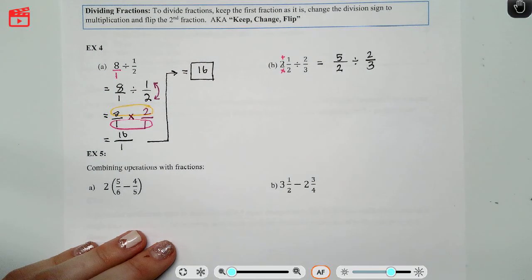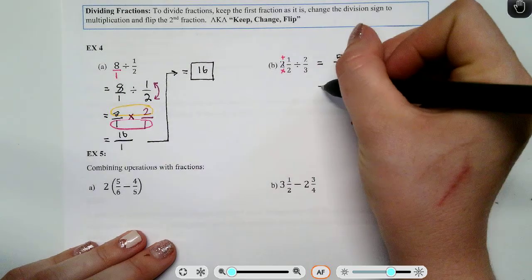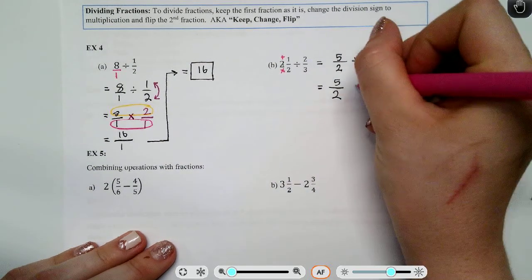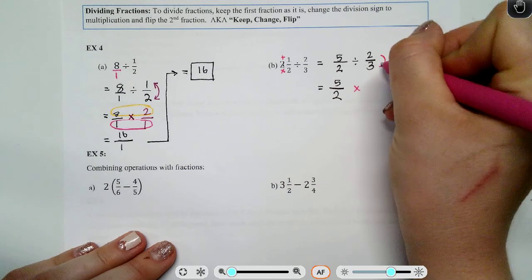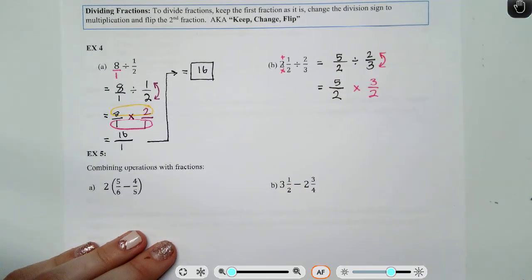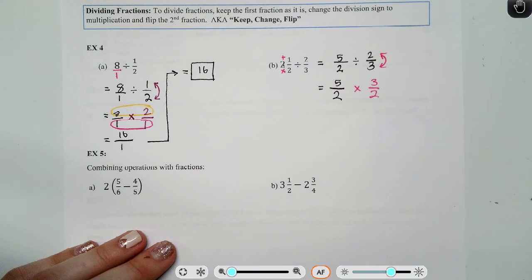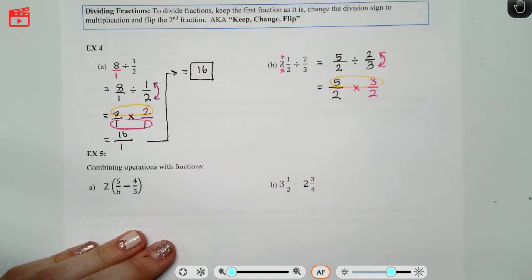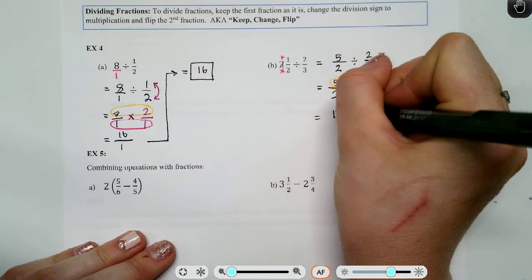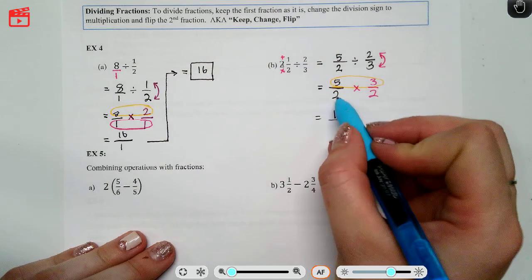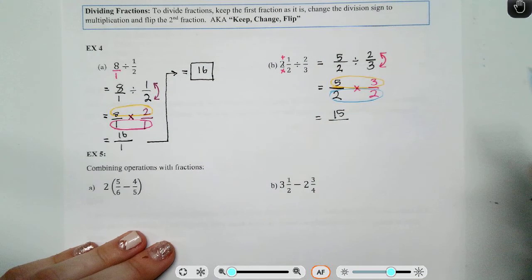Now we have two fractions being divided. Let's go ahead and do the keep, change, flip. That's going to be keep the first fraction, change to multiplication, and then flip the second fraction. And there we go. So now it's just a regular old multiplication problem. Let's go ahead and multiply across the top. 5 times 3 is 15, all over 2 times 2 is 4.